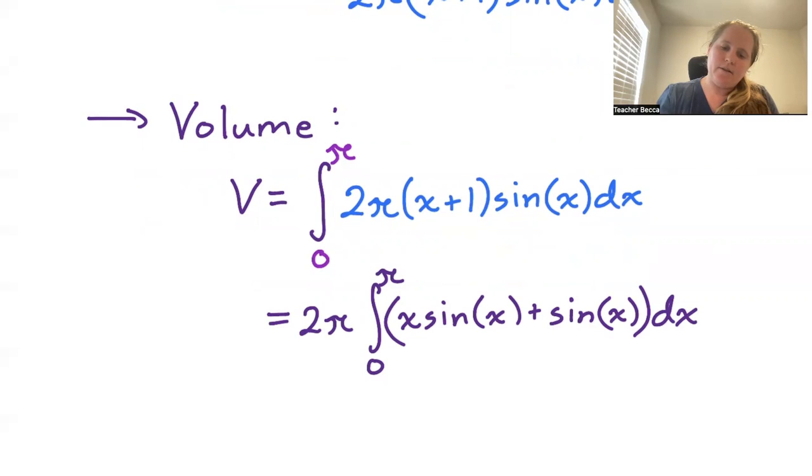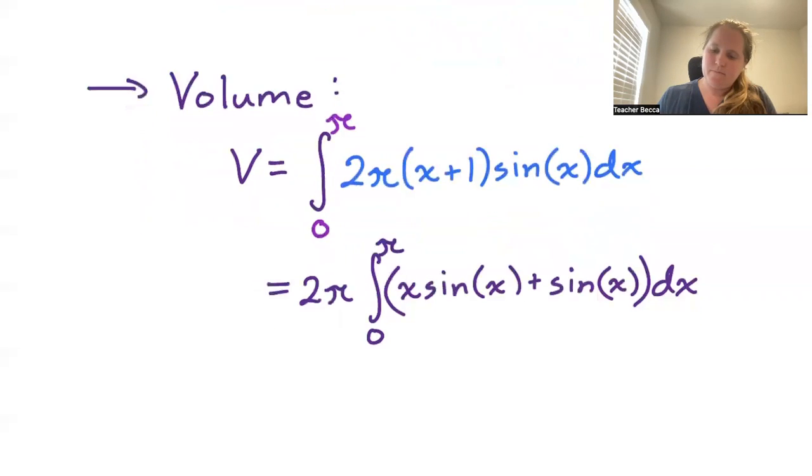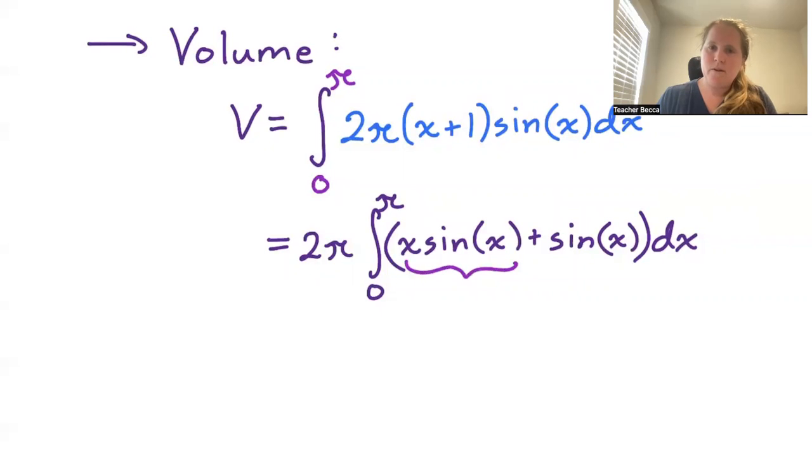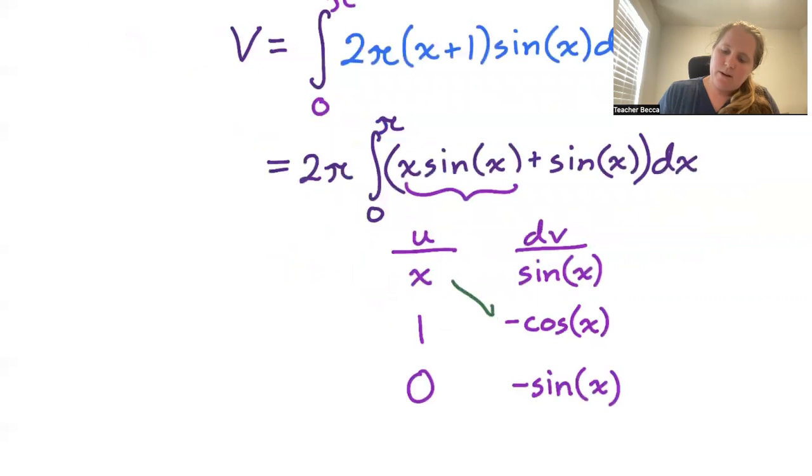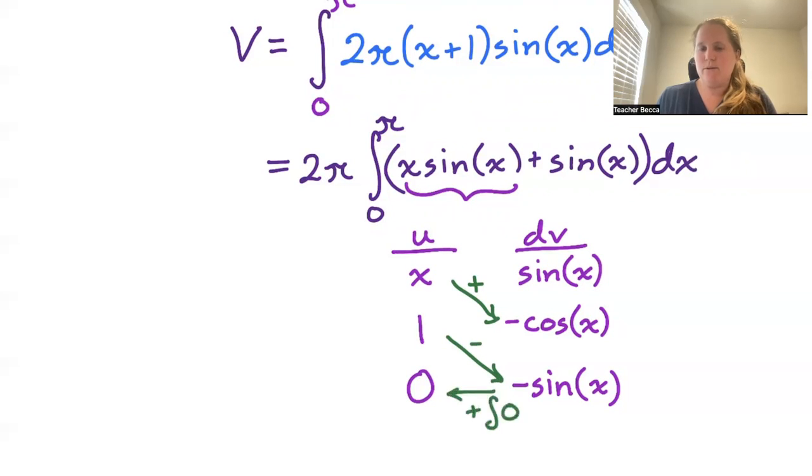So for that x sine of x, we would take u to be x, our dv to be sine of x. x will go to 1 and then 0. Integrating sine, we go to a negative cosine of x, followed by a negative sine of x. We will add on the first diagonal product, subtract off the second, and then we're just adding on an integral of 0 at the bottom.